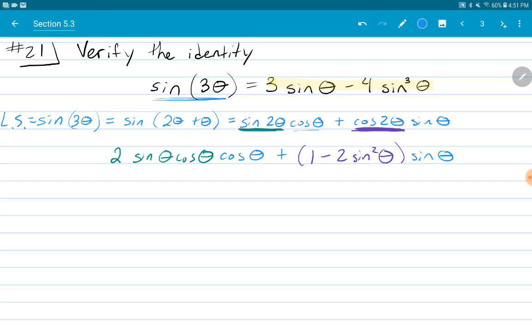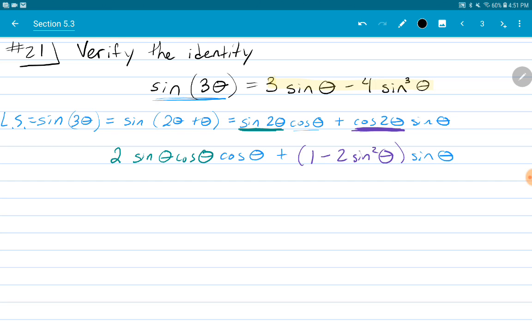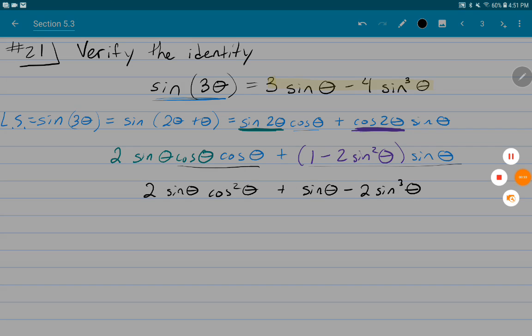Okay, so I'm going to keep going. Now I'm just going to distribute this, and I get sine theta minus 2 sine cubed theta, just multiplying that sine theta into the parentheses. And on the left, simplifying this, I can combine those, so I get 2 sine theta cosine squared theta.